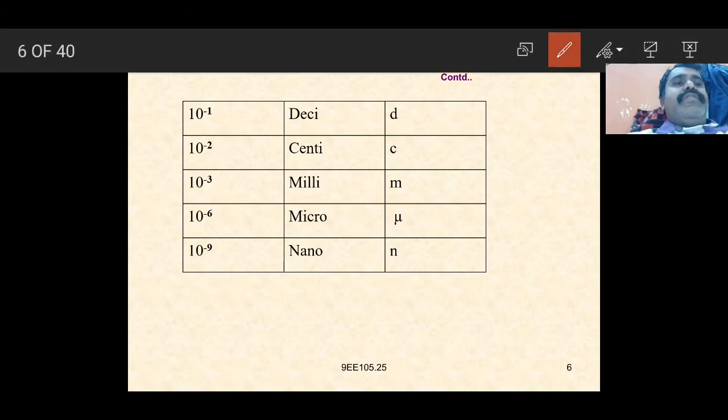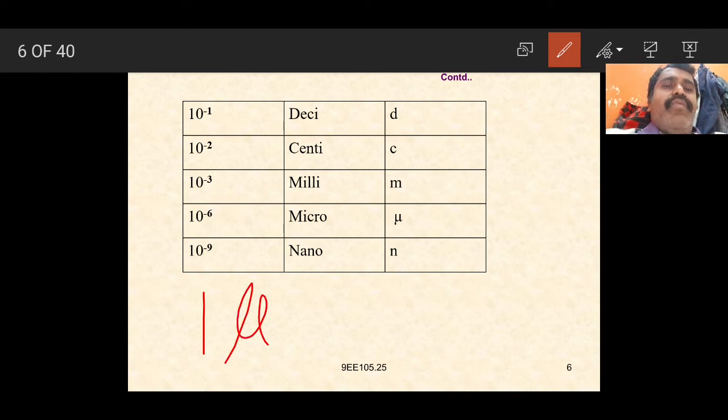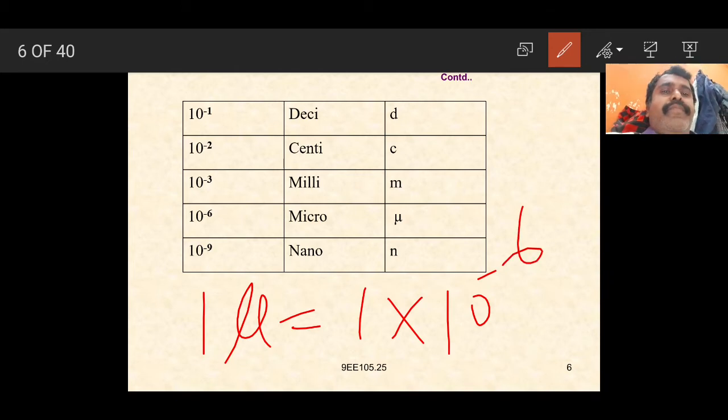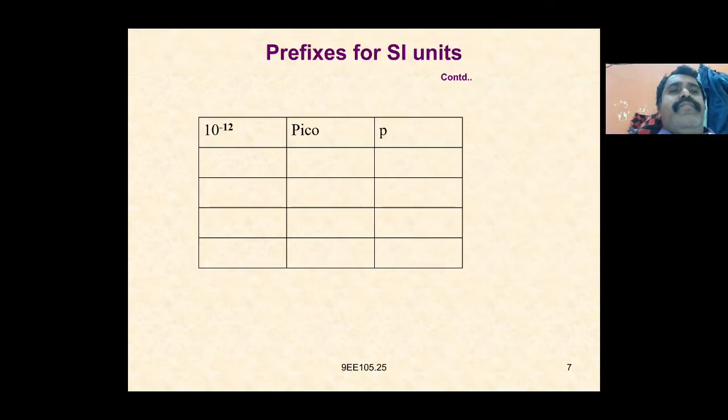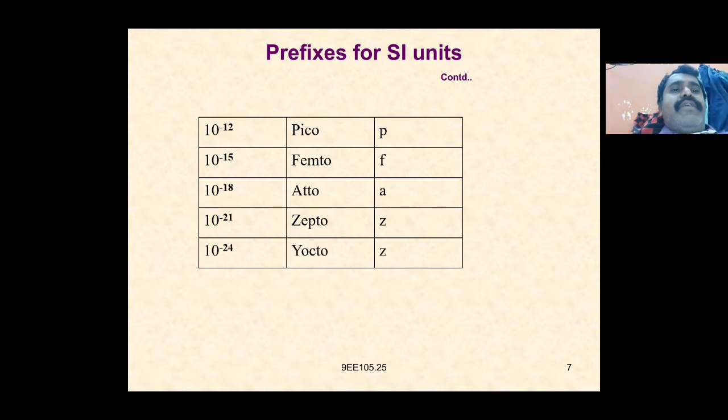So again we can write 1 micro, which is equal to 1 into 10 to the power of minus 6. 1 nano is equal to 1 into 10 to the power of minus 9. 10 to the power of minus 12 is pico, P. 10 to the power of minus 15 is femto, F. 10 to the power of minus 18 is atto, A. 10 to the power of minus 21 is zepto, Z. 10 to the power of minus 24 is yocto, Y.